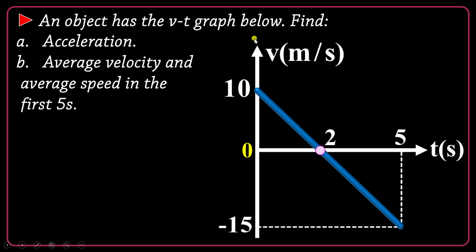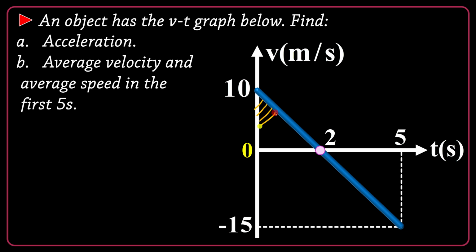An object has the VT graph below. Find part A, acceleration, and part B, average velocity and average speed in the first 5 seconds. Pay attention, I want to emphasize again, we are all in the context of straight line motion, so let's say always the object is moving on the x-axis. Okay. To find the acceleration, we know that acceleration is the slope of the VT graph, and as the VT graph is a line here, the slope is the same everywhere. So don't bother yourself to check a certain part of that.